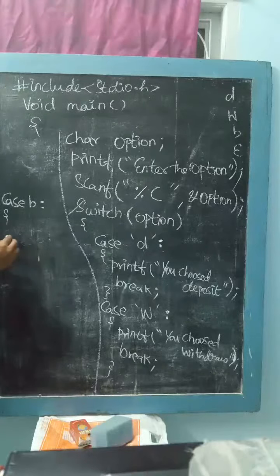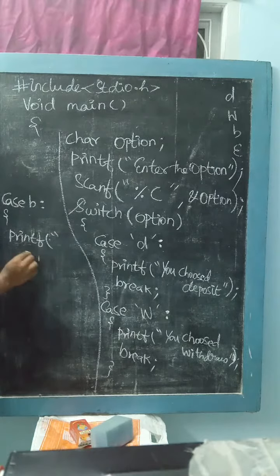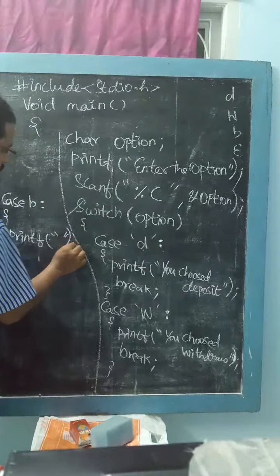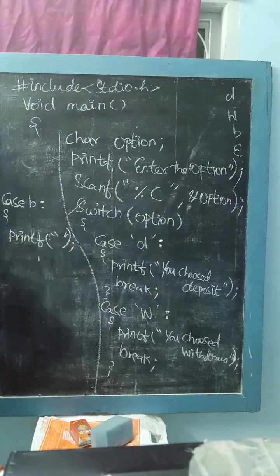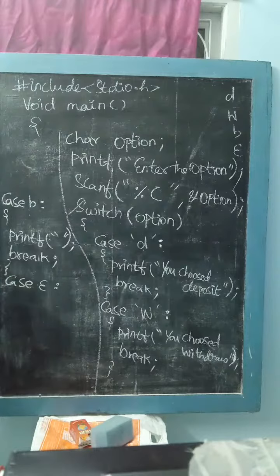So you just write printf, you just write what? Balance enquiry. You choose the balance enquiry, you just fill it up. And then I am just using break. And what is the next? E for exit. Case E.